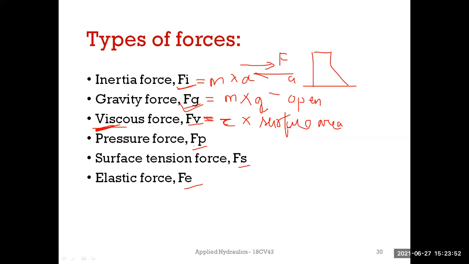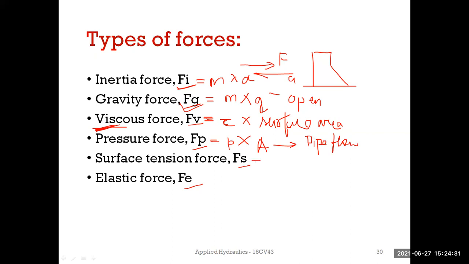Similarly, the next force is the pressure force. It is nothing but the intensity of pressure into the cross sectional area. I think you have already studied pressure force in fluid mechanics. So pressure force Fp is equal to the product of intensity of pressure into the cross sectional area of the flowing fluid. You can see this pressure force in a pipe flow, because in a pipe the water will be flowing with a very high pressure.